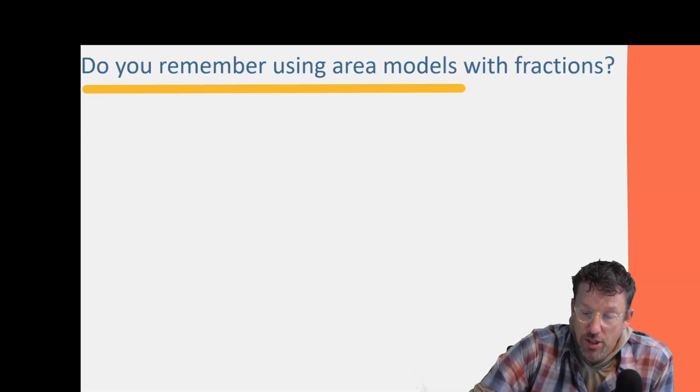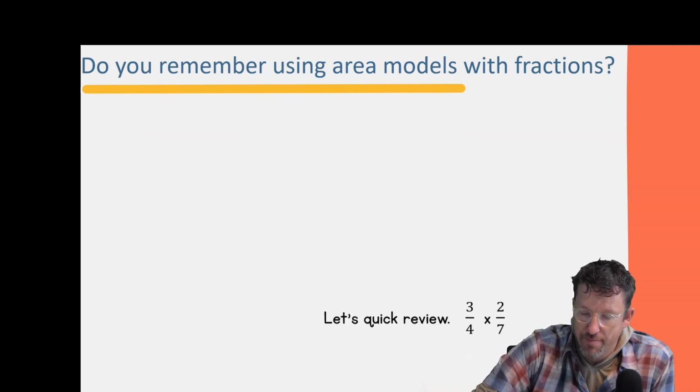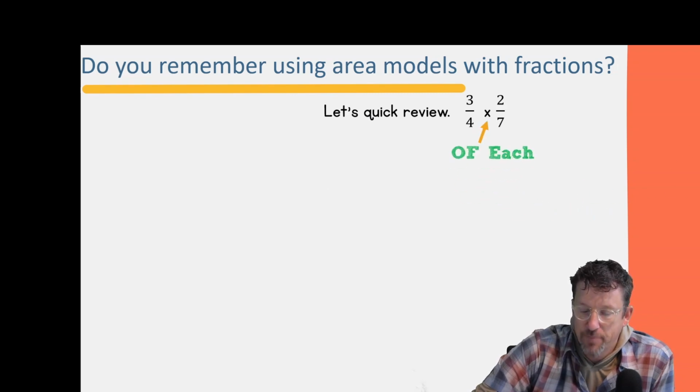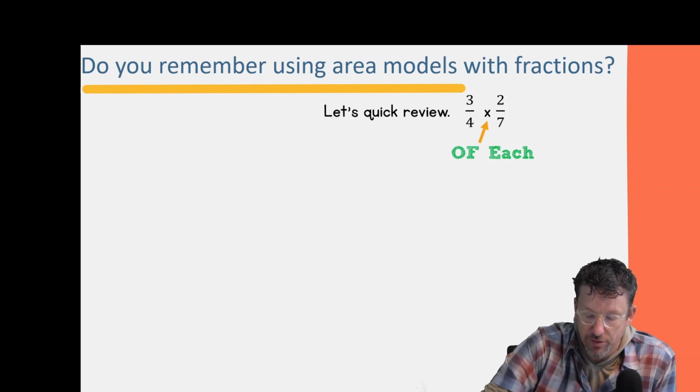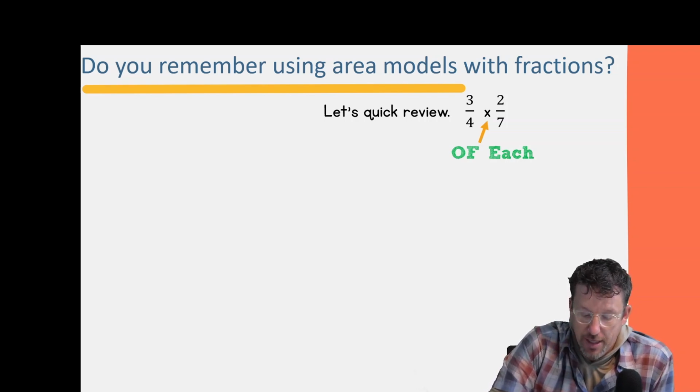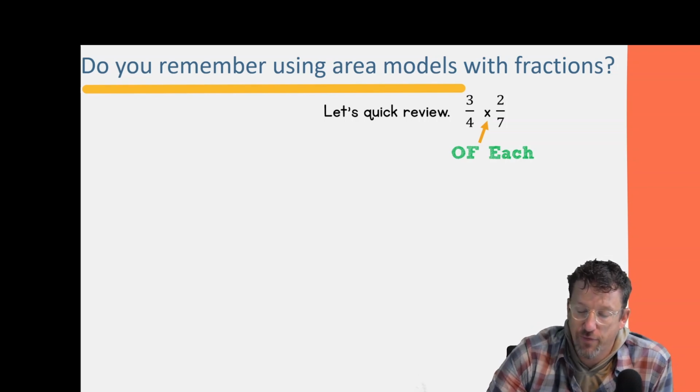All right. So just as a quick reminder, do you remember using area models with fractions? If you haven't seen that last video, this is where it's at. It looks a little bit like this, right? So we have 3/4 times 2/7. But when we look at 3/4 times 2/7, what we like to think about is turning that multiplication symbol into an "of each." And when we do that, we're able to say it a little bit differently and maybe get a better conceptual understanding. Because what we're saying is we're taking 3/4 of each of these 2/7.